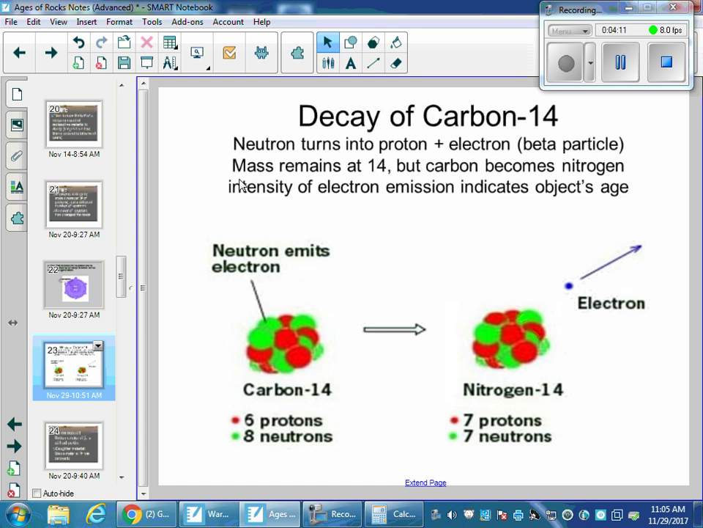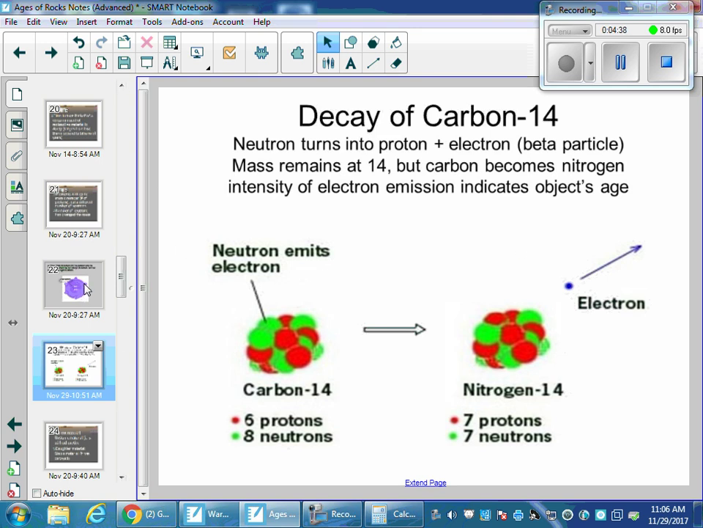When this happens, we can measure the electrons emitted in order to figure out how much of the carbon-14 we have. What did we start with? This is called our parent material. And then what we end with is called the daughter material. So over time, we can measure how quickly this is happening and how much of this we started with and ended with, and we can determine how many have gone through and figure out the actual age of the rock.